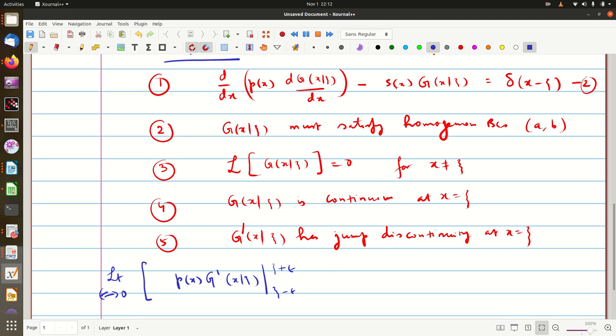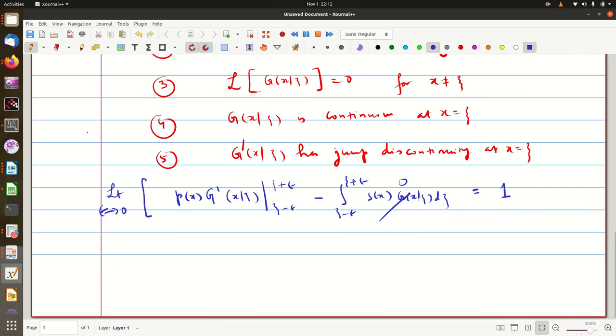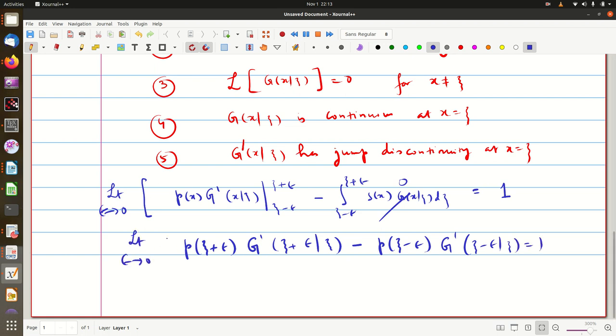G of x comma xi is continuous, and q of x is a continuous function, so that integral from xi minus epsilon to xi plus epsilon of q of x times g of x comma xi will go to 0. So we won't take that. And on the other side, we'll have the integration of delta of x minus xi between xi minus epsilon and xi plus epsilon, which will be 1. So substituting here, p of xi plus epsilon times g dash of xi plus epsilon comma xi minus p of xi minus epsilon into g dash of xi minus epsilon comma xi equals 1 in the limit epsilon tending to 0.